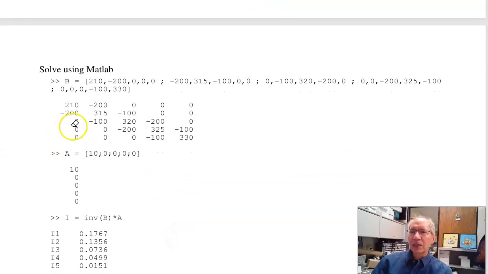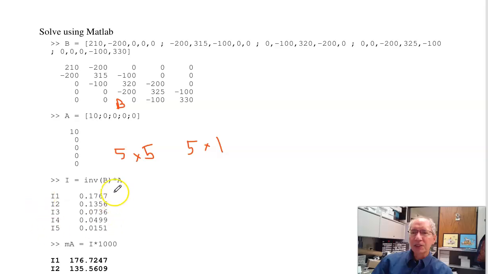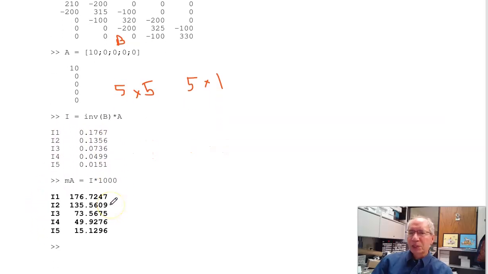To solve, I throw that into Matlab. Again, print it out just to make sure the diagonal is positive, other terms are negative, no sign errors. This is my B matrix. Here's my A matrix. The current is inverse of B times A. And again, the dimensions have to match. This is a 5 by 5 matrix. That's B. A is a 5 by 1 matrix. Got to be a column matrix. Row matrix ain't going to work. Multiply together, you get the current. That's in amps, or just to be consistent with CircuitLab, times 1,000. This is in milliamps.